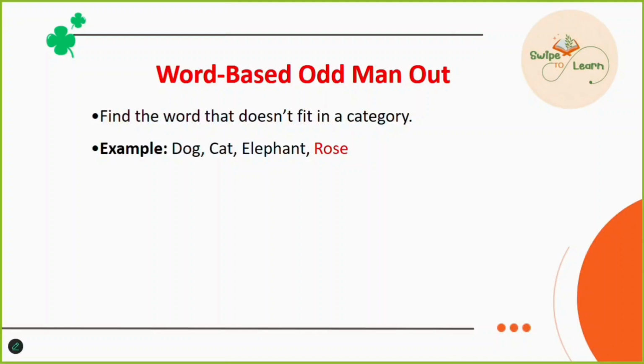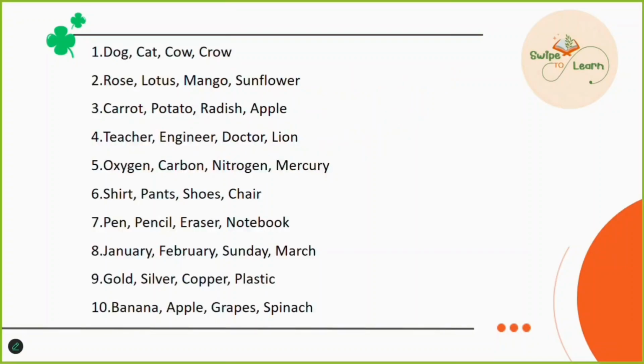So this is where odd man out comes in, where all the remaining words belong to the same category and one word will be different from it. Let's look into some examples. The very first is dog, cat, cow, and crow. Can you find the odd man out here? Yes, it's crow because it's a bird and all others are mammals. Next one, rose, lotus, mango, and sunflower. The answer would be mango because mango is a fruit and all others are flowers.